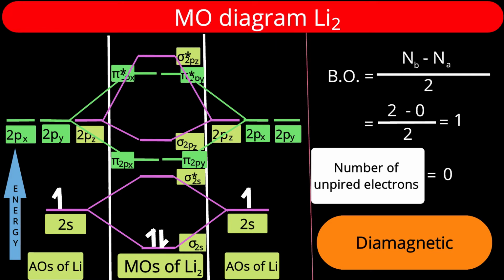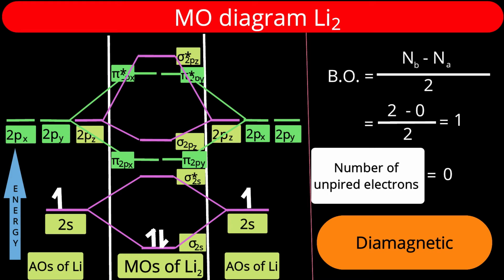Is the first condition not fulfilled? What is the first condition? Energies are the same, so they should interact. Second condition, symmetry. Symmetry is also the same. Both are s orbitals. Then the third condition, there should be appreciable overlap. Yes, that condition is not fulfilled.